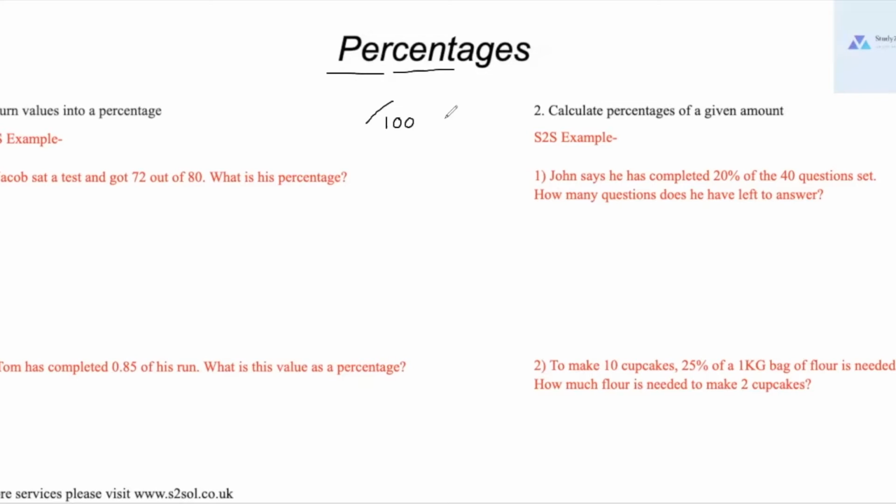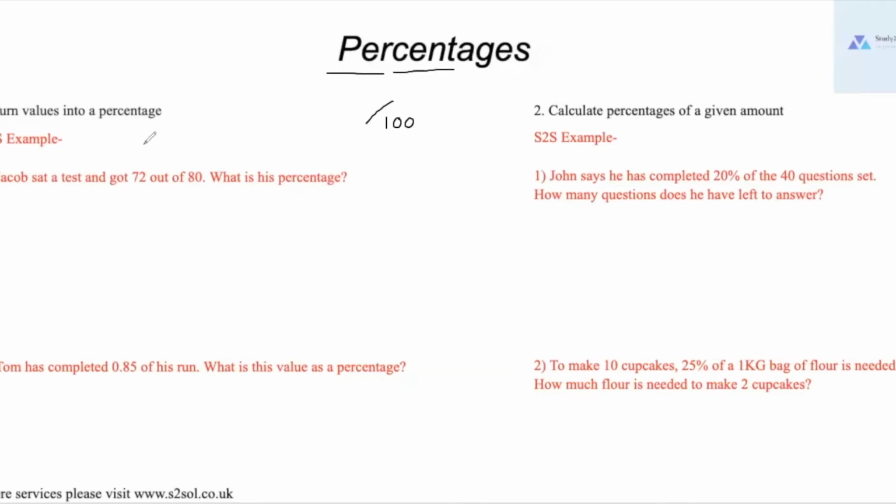There are two main things that we need to know how to do with percentages. One, that's to turn values into a percentage. So values and information that's not been given as a percentage and calculate it as a percentage. And the second thing that we need to know how to do is to calculate percentages of a given amount. So what we're going to do is we're going to work through all of these examples and understand how we manipulate percentages.